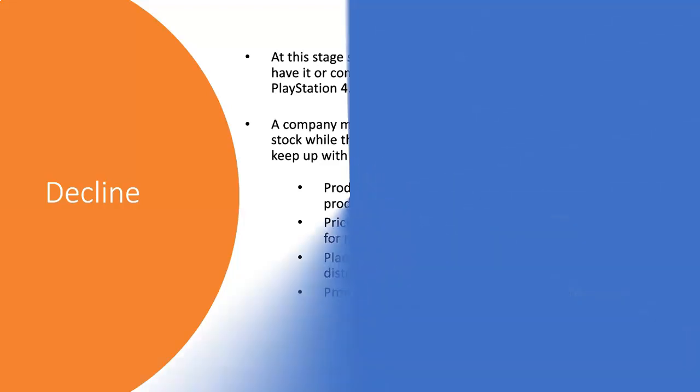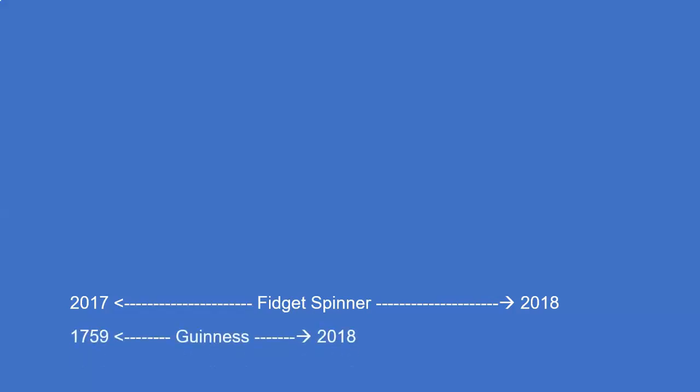So next slide, that's the end of the product life cycle. So next slide is the new step. Okay, 2017 to 2018 it's the fidget spinner. 1759 to 2018 and current is Guinness, like Irish Guinness.